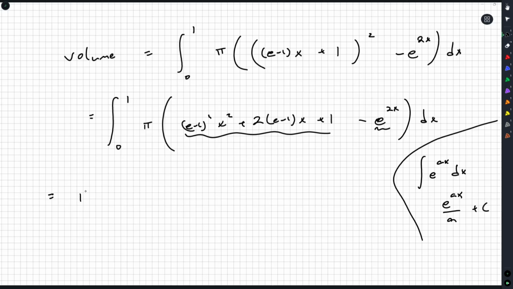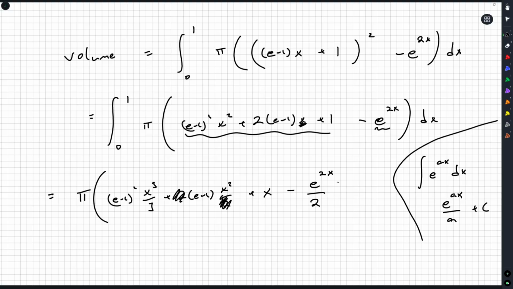So we got the pi here. (e − 1)² is a constant. The x² goes to x³ over 3. 2(e − 1) is a constant. The x here graduates to x² over 2. So those will cancel out. The plus 1 just goes to x. And then we get minus e to the 2x over 2. And we're going to plug in 1 and 0 and take the difference.